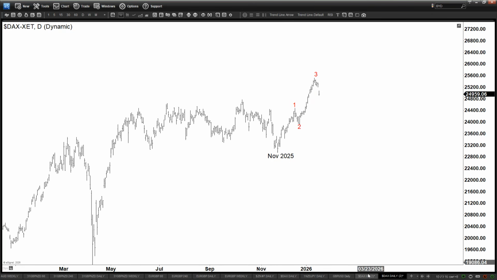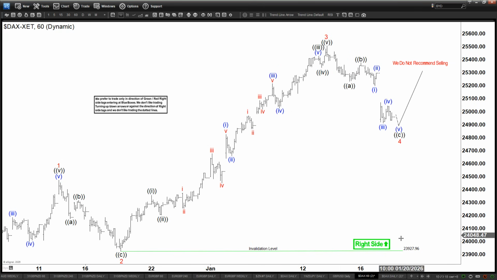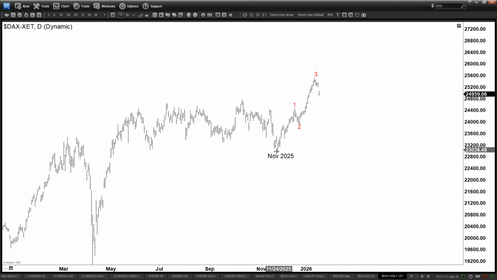So back to the 1 hour time frame again. As long as we stay above this previous wave 2 low, we should be finished with the current correction pretty soon, and then we can turn higher again to finish the 5 waves up, at least to finish the cycle from the November low as a 5 swing.